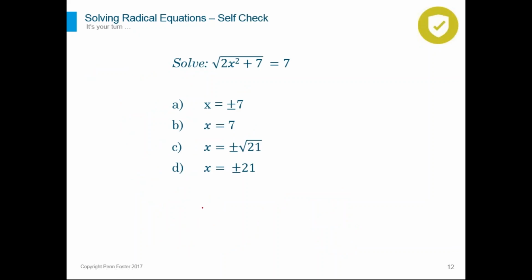a self-check. Solve this equation, which has a big radical expression on the left-hand side equals a number 7. Which one is the solution of x? Is it plus or minus 7? Is it positive 7? Is it positive or negative the square root of 21, or positive or negative 21? I'm going to keep that up for about 30-40 seconds and then switch my screen to input your answers.